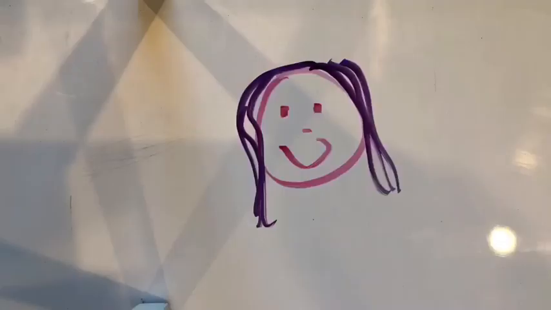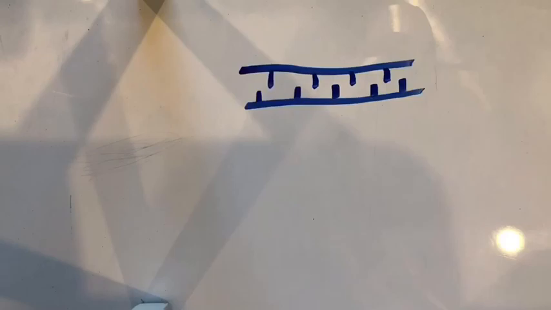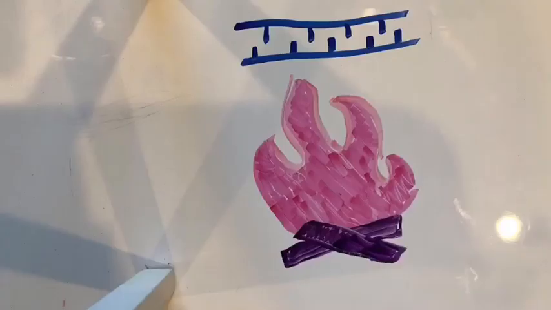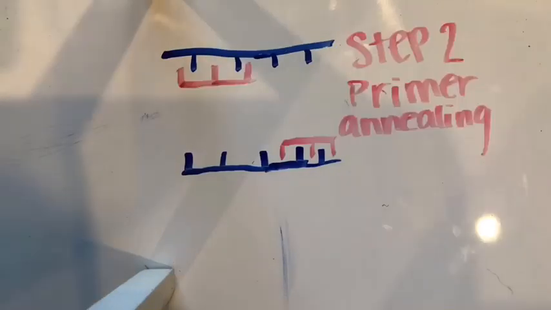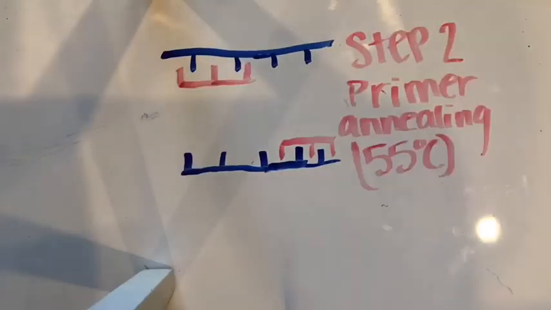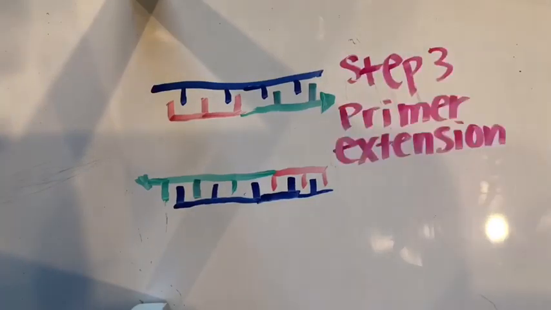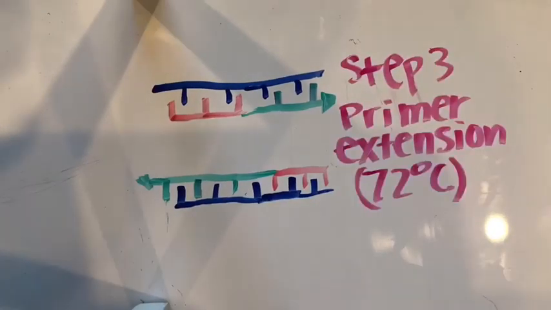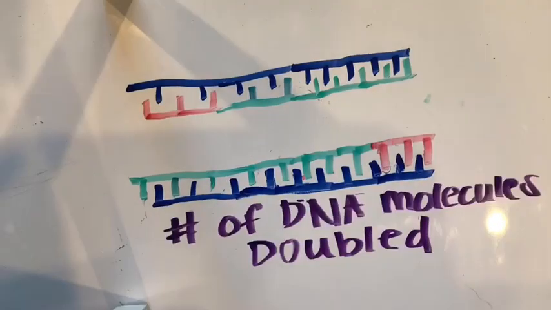In the first step, denaturation, heat is used to denature the DNA strands. This provides a single-stranded template for the next step. The next step is primer annealing. The reaction is cooled down so the primers can bind to their complementary sequence on the single-stranded template DNA. After that is primer extension. The reaction temperature is raised so Taq polymerase extends the primers, synthesizing new strands of DNA.